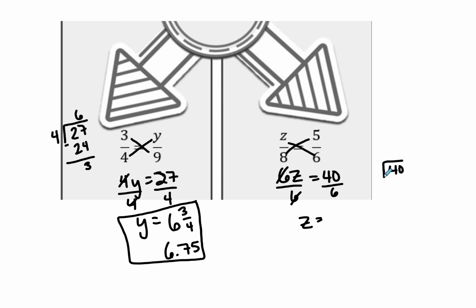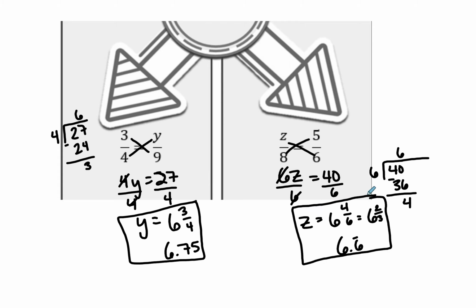Now I need to do 40 divided by 6. Goes in 6 times. We get 4 left over. If I wanted to do a mixed number, that would be 6 and 4/6. If I'm doing mixed numbers, I do need simplest form, so that would be 6 and 2/3. If I was going to divide it out, I would get 6.6 repeating. Either one of those is okay. As always, make sure you're writing down your work to support your calculations.